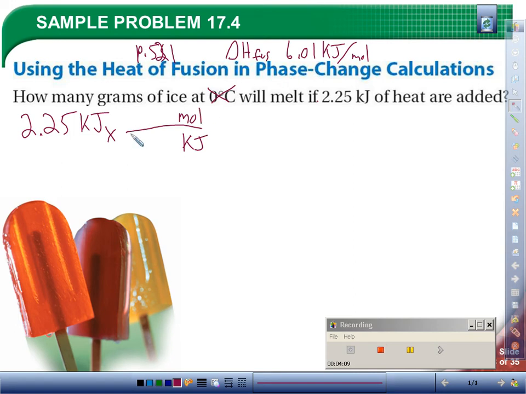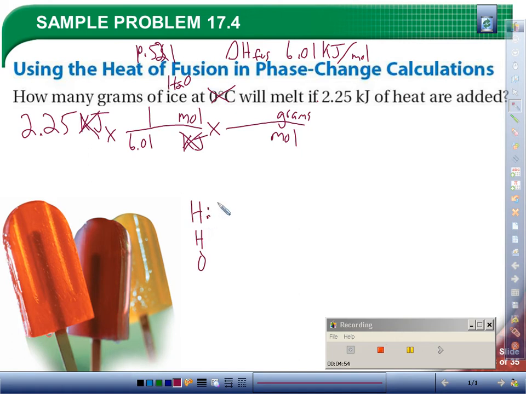And right here it says it takes 6.01 kilojoules to melt 1 mole. I have 2.25 kilojoules, so I'm going to cross off my like units. I'm left with moles. So I'm not done because the question says how many grams. So I've got to keep going. Since I don't want moles, I'll put it down there. And I do want grams. Grams to moles, we've done that a lot. That's molar mass. And this is ice, which of course is H2O. So I need to find the molar mass of H2O.